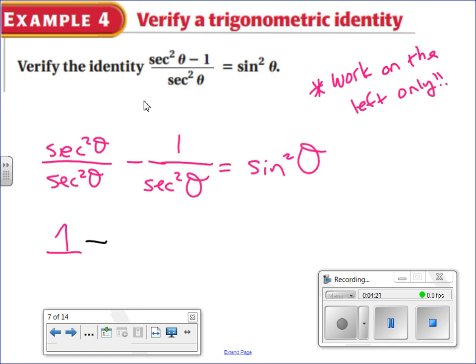It is not, but the concept is, and the concept that I'm looking for is that secant and cosine are reciprocals of each other. Secant and cosine are reciprocals of each other. So what I can do is reciprocal this and just call it cosine squared theta. Does that make sense?